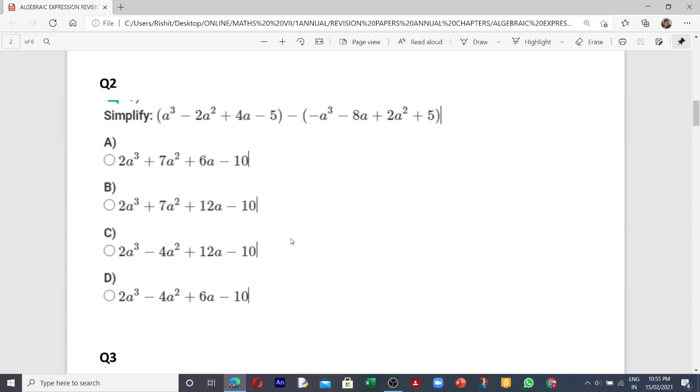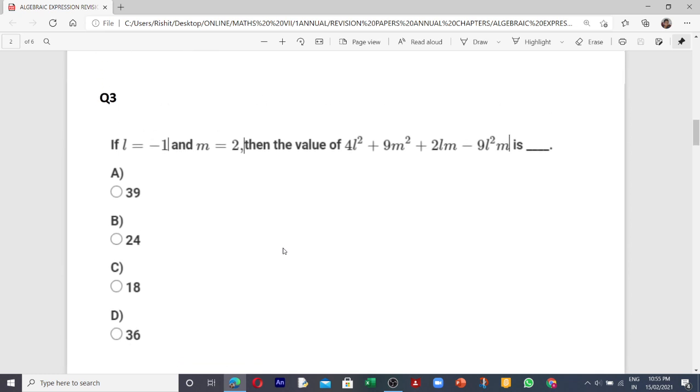Okay, 2a cube. Everywhere 2a cube is there. Now it's time for a square. What will be the a square term, children? Then comes a. 4a plus 8. Plus or minus? You have to do this. Okay, now let's move to the next question.